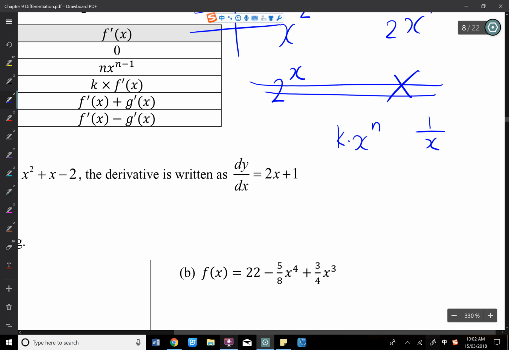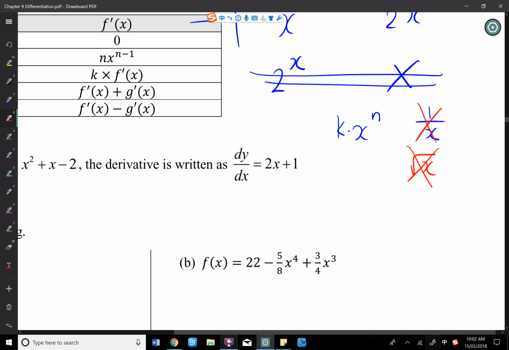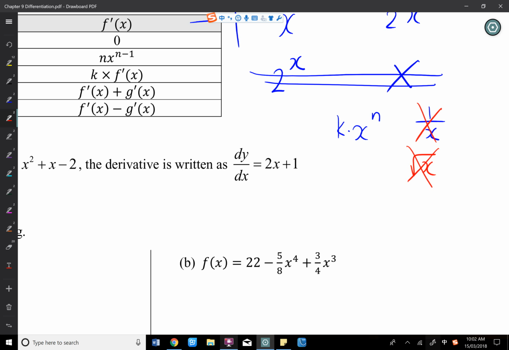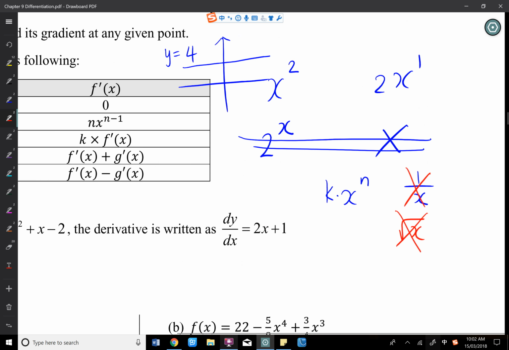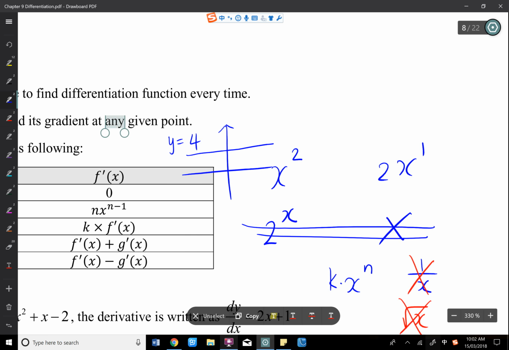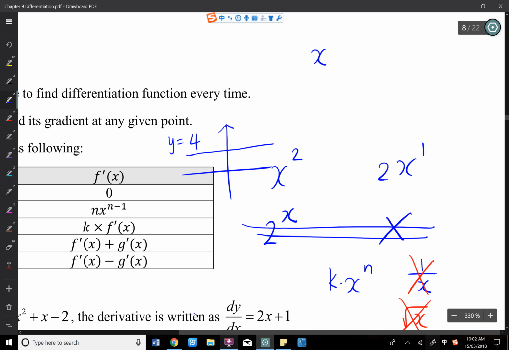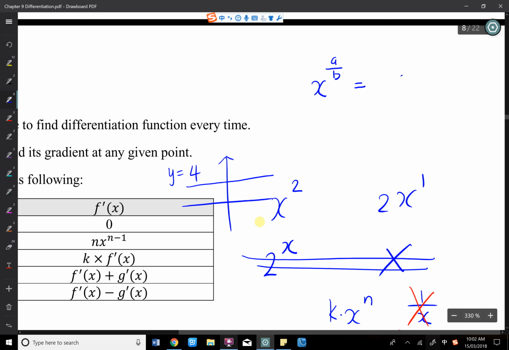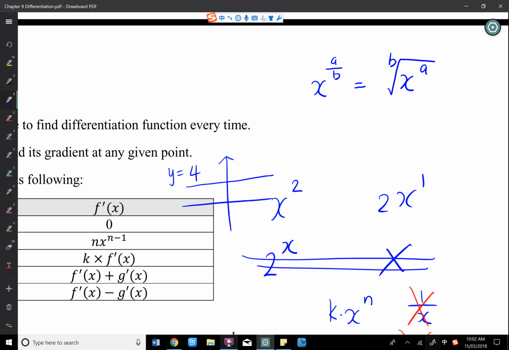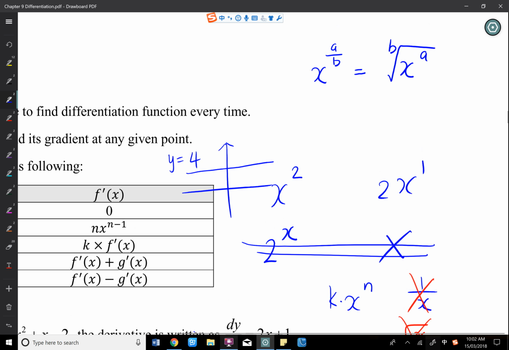X on the denominator, no, you can't derive in this form. X in a square root, no, you can't derive that form. So everything needs to be changed into index form, like with a power of n. Before we do that, we should know the rational indices: x to the power of a over b is the same as x to the power of a, then take the b-th root.